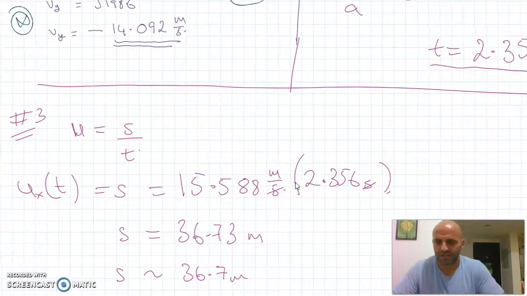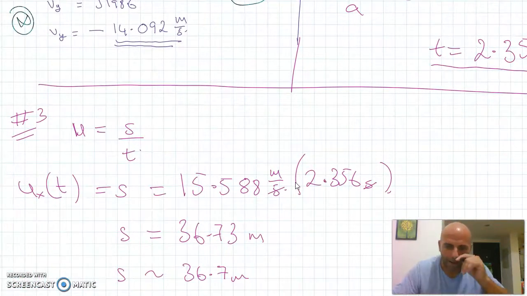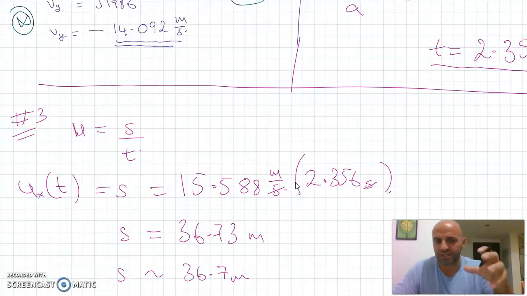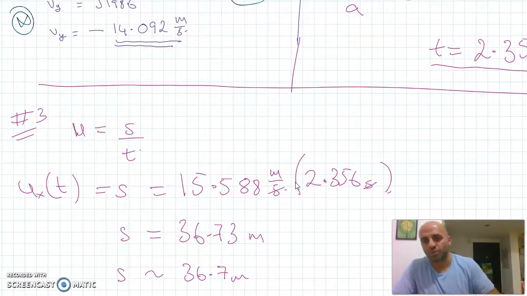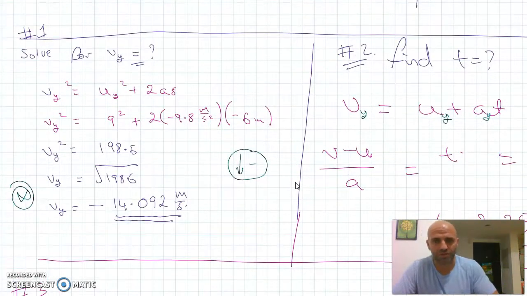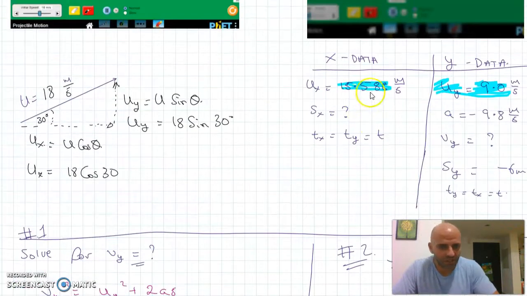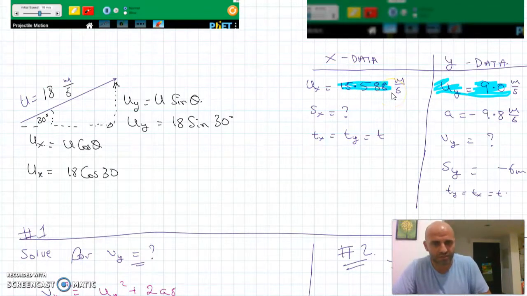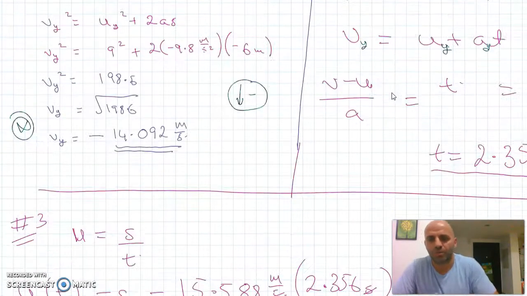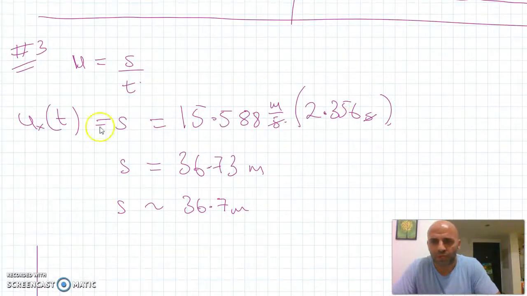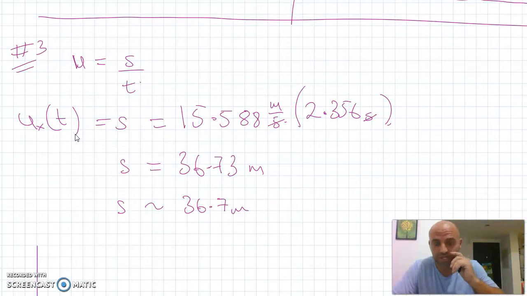The last thing to do then is to come back to the velocity in the x direction, which we must remember was a different number. It was 15.588 meters per second. It was this initial velocity right here. You plug in your velocity times the time that we've just calculated, 2.356 seconds, and that works out to be 36.73 meters, or 36.7 meters to enough significant figures for our simulator.